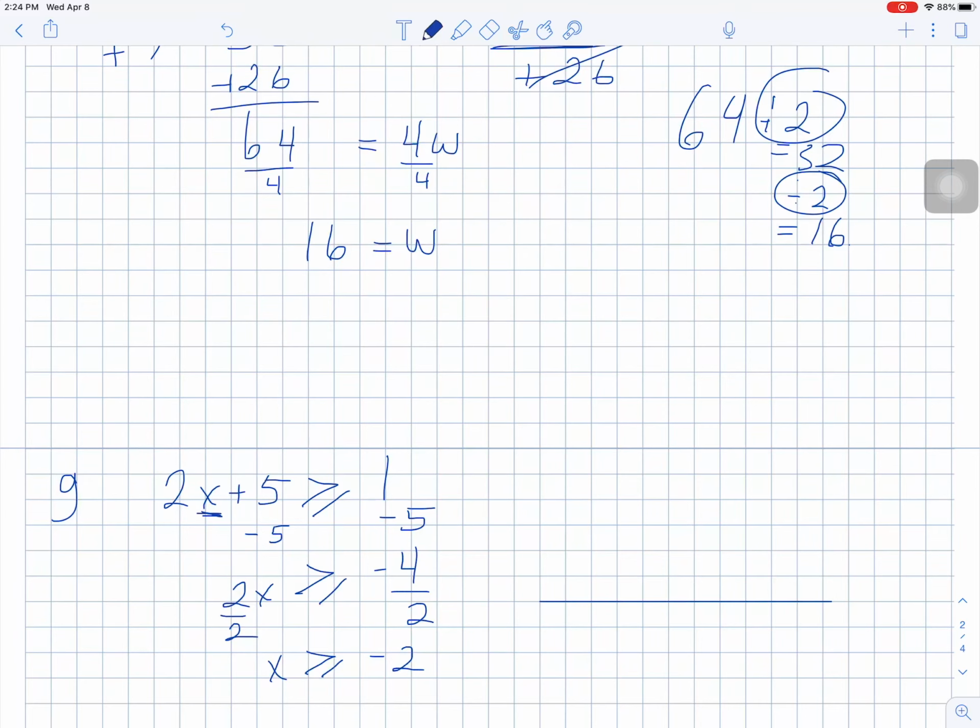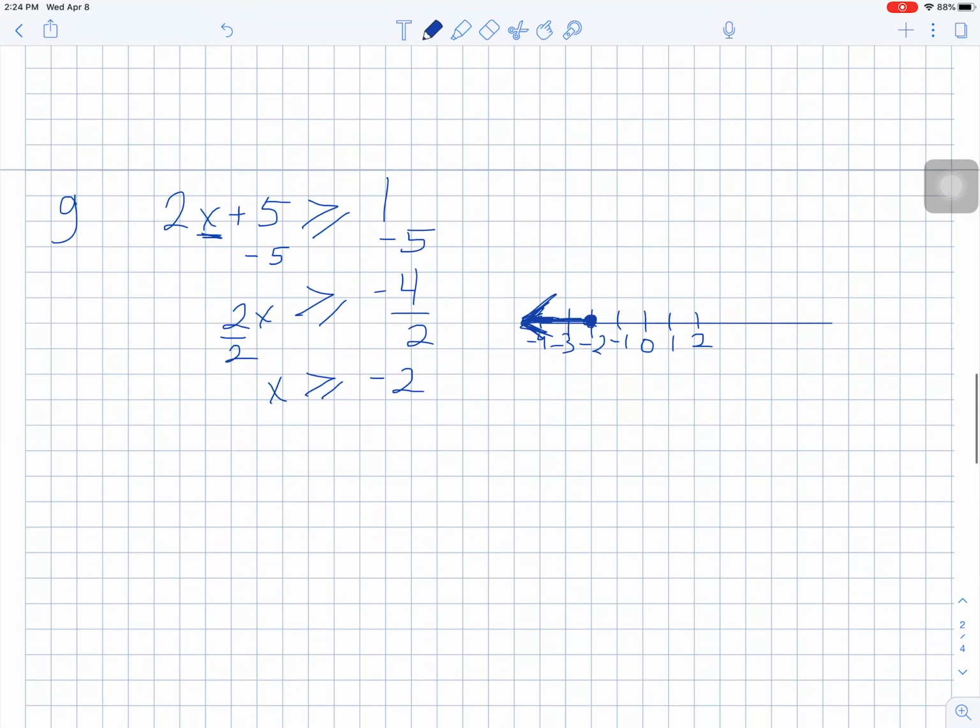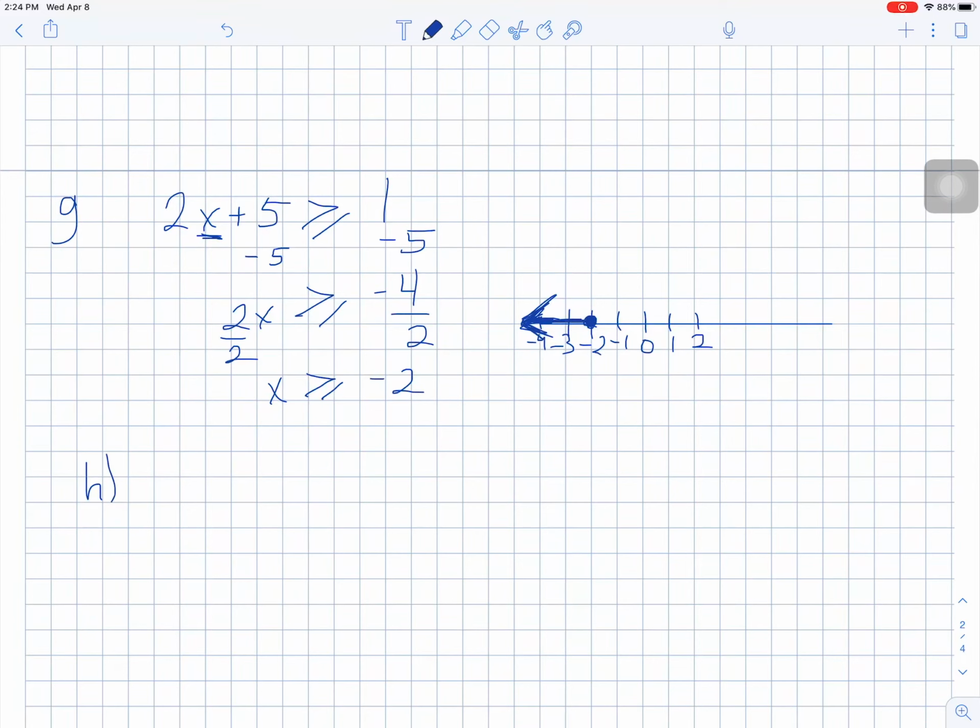Let's put that on our number line. That's probably enough. Let's go 2, 1, 0, -1, -2, -3, maybe -4, and we have an arrow going this way, right up to the -2, and a dot, not a circle, a dot, because it includes the -2 as well. So that is how your number line should look.